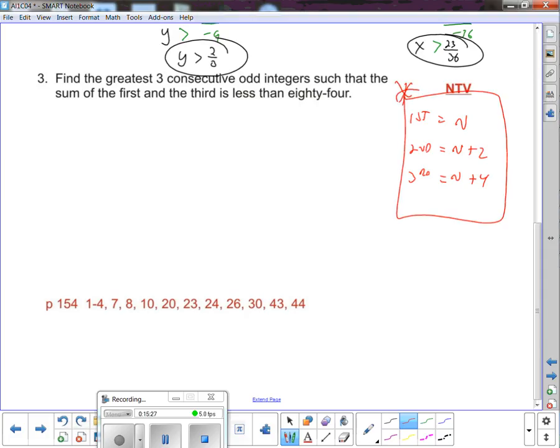3 consecutive odd integers are always n plus 2, n plus 4. 3 consecutive even integers are always n plus 2, n plus 4. 3 consecutive integers are always n plus 1, n plus 2. Always. Can we get a second grader to memorize that? Yes or no? Yes. Now, they may not know what to do with it, but they can memorize that, right? So you can too, so you don't miss it. All right, because you don't want to miss problems like this.